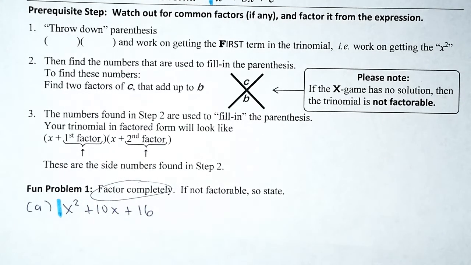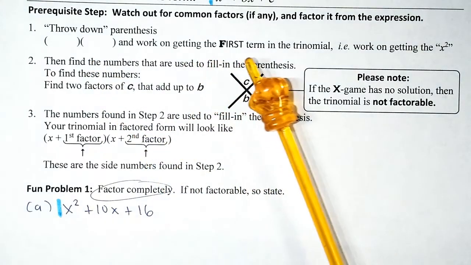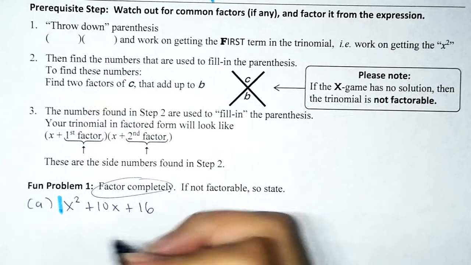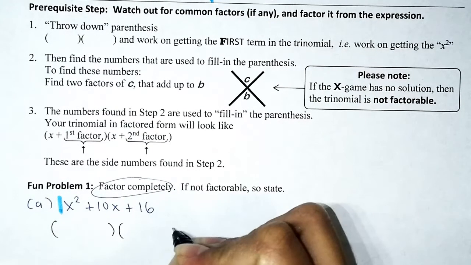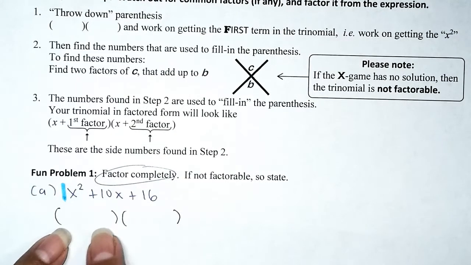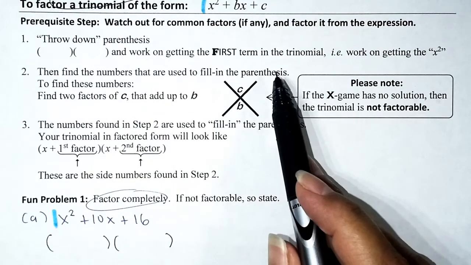How are we going to handle it? It says step 1: throw down parentheses and work on getting the first term in the trinomial. Let me break it down. We're going to throw down parentheses. How much space should we have between the open and close? Enough to fit a binomial. And then it says work on getting the first term in the trinomial.